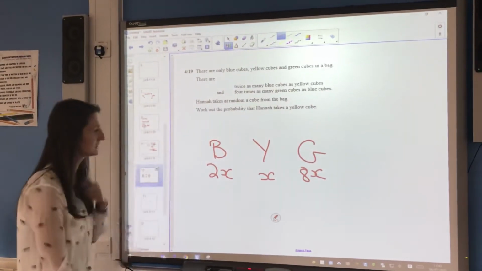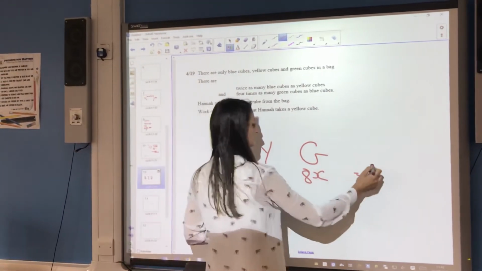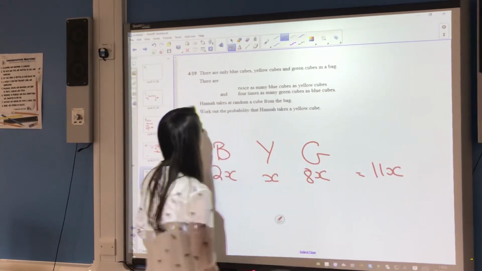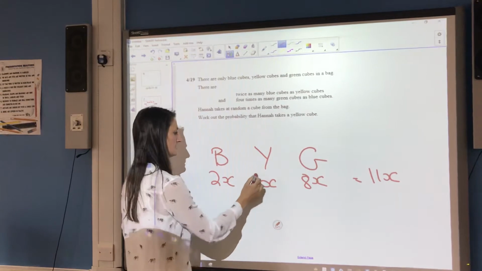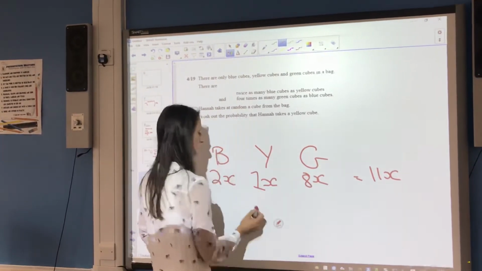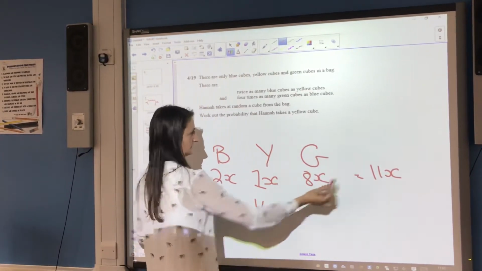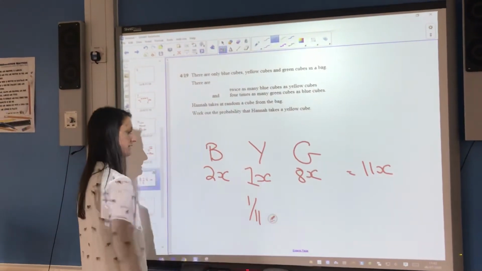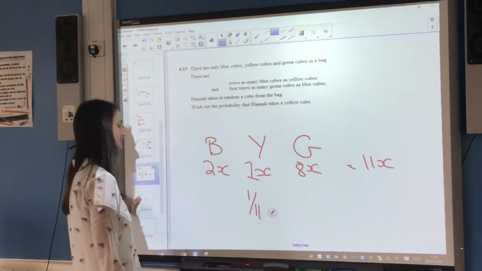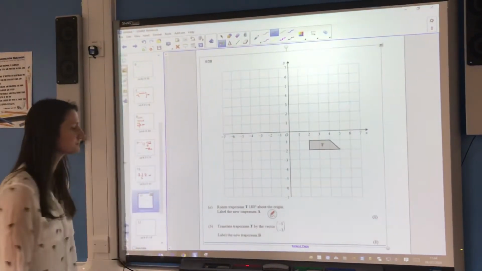So then all together I've got 11x in the bag in total, and it says work out the probability that Tanner takes a yellow. So this is 1x, so it's 1 out of 11. 1x out of 11 x's. X's basically cancel, so it's 1 in 11. Hope that helps. Pause the video, make any corrections.